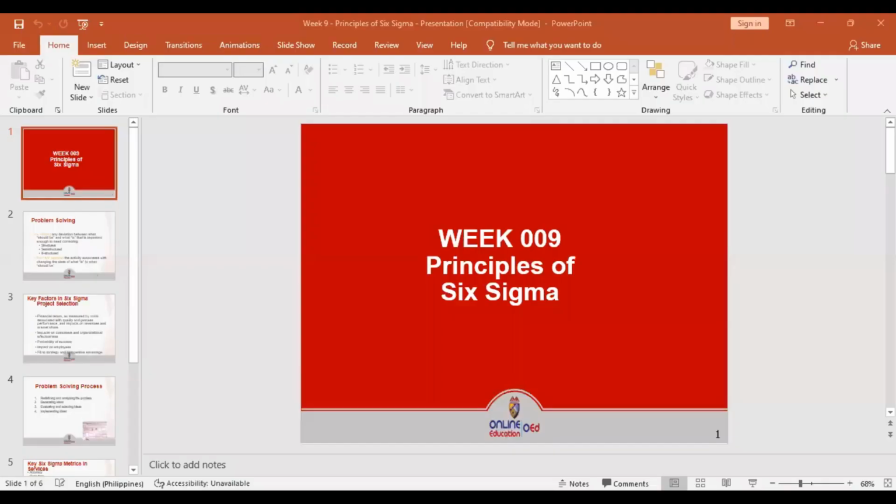In your LMS, the principles of Six Sigma. So this is now the topic for total quality management. We have to tackle the principles of Six Sigma. Six Sigma is also a measurement of TQM to assess if the company or the organization really passes the quality standards in order to certify them and give them an ISO certification.